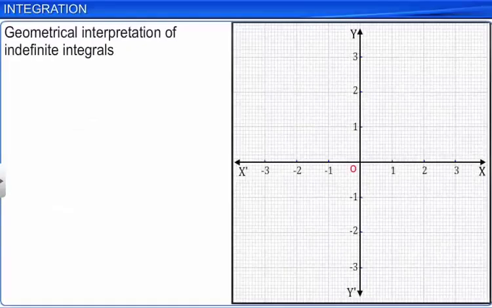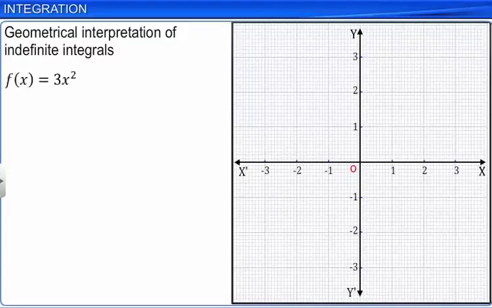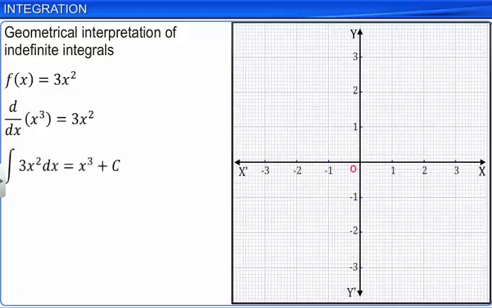Let us now discuss the geometrical interpretation of the indefinite integral. Consider a function f of x is equal to 3x square. The derivative of x cube is 3x square. So, an antiderivative of 3x square is x cube plus c, where c is the constant of integration. For different values of c, we get different antiderivatives or integrals of the given function.